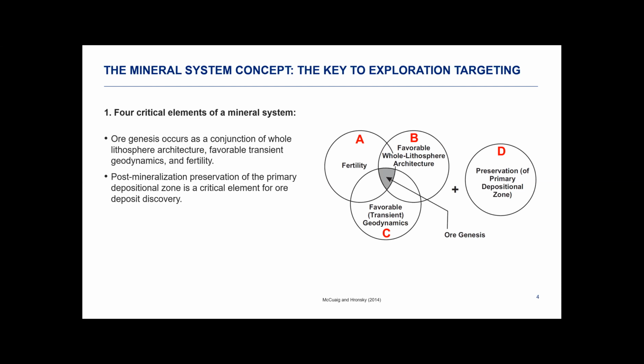So mineral systems have four critical elements, and they're basically fertility, architecture, geodynamics, and then this preservation of the primary depositional zone, right? So the thing gets in place, and then over time it gets eroded or faulted or whatever, and we have to hope that those last things that are done to the deposit don't destroy it or remove it from the possibility of ever being mined.